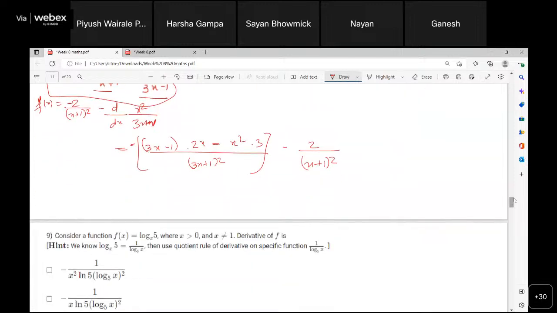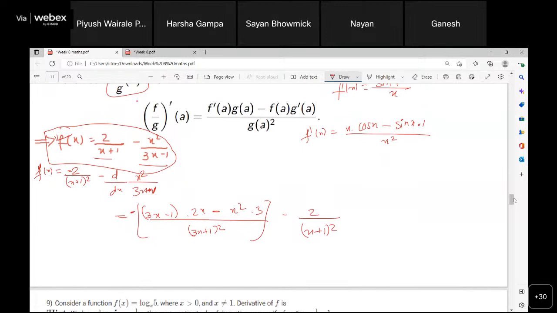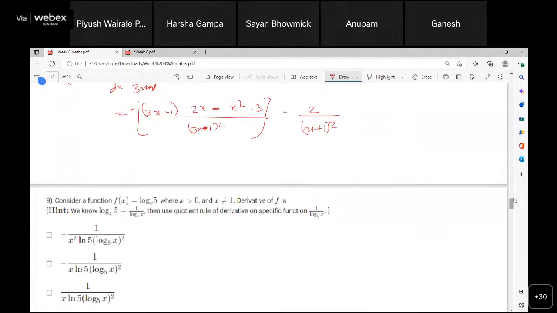In the denominator, it will be 3x minus 1, right? Yes, sir, 3x minus 1 whole square. In the first term, in the denominator you have taken 3x plus 1, it should be minus 1. Okay, minus 1 is there. Fine, 3x minus 1 whole square.